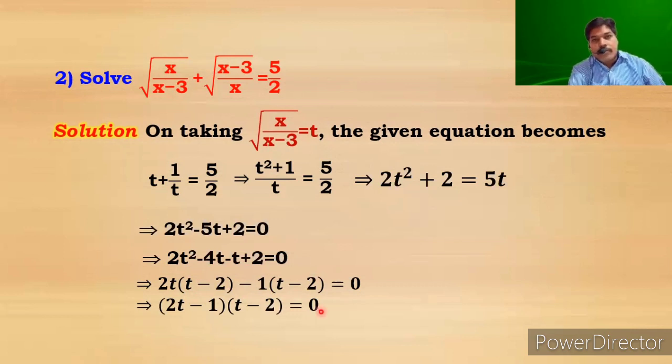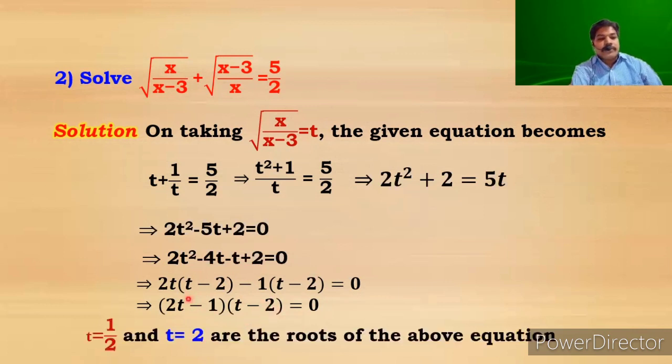It is in the form of a into b is equal to 0. Here a is equal to 0 or b is equal to 0. If a is equal to 0, meaning 2t − 1 = 0, and b is equal to 0, meaning t − 2 = 0. Then automatically t = 1/2 and t = 2 are the roots of the above equation.